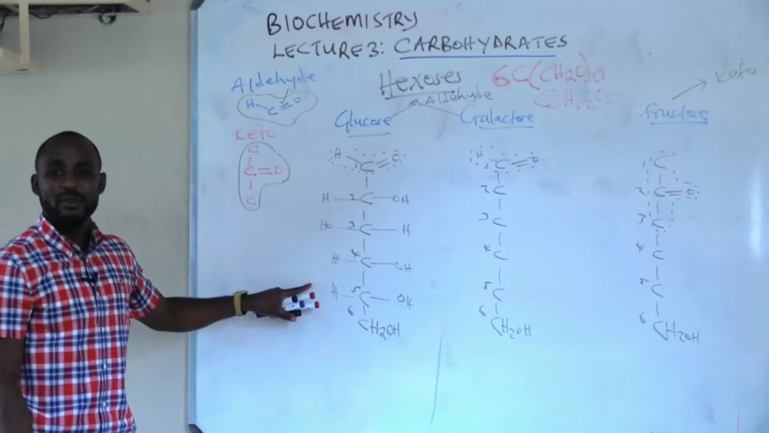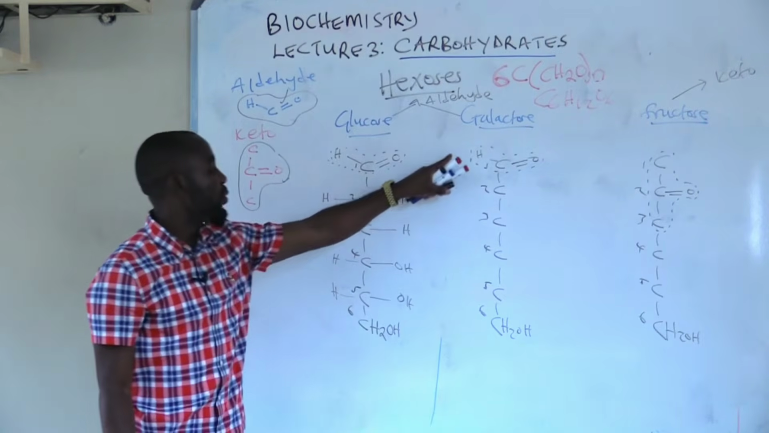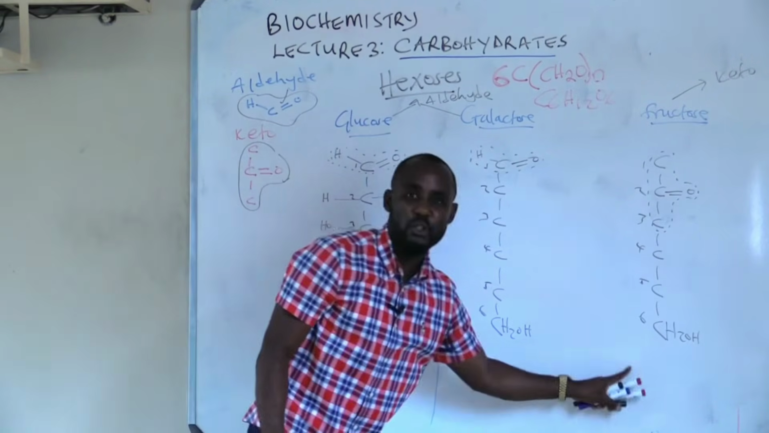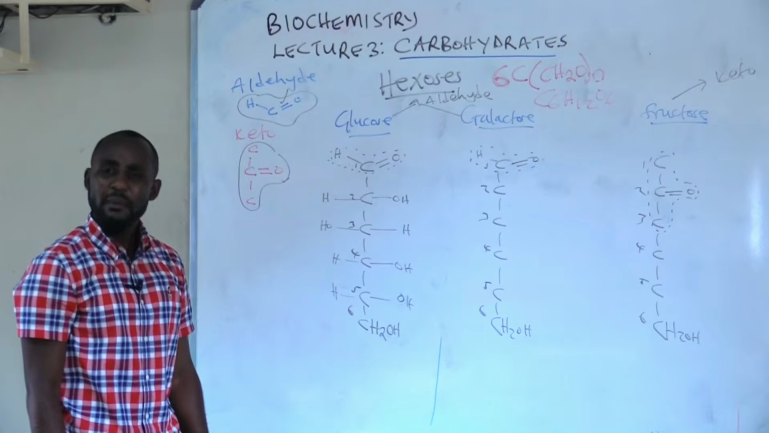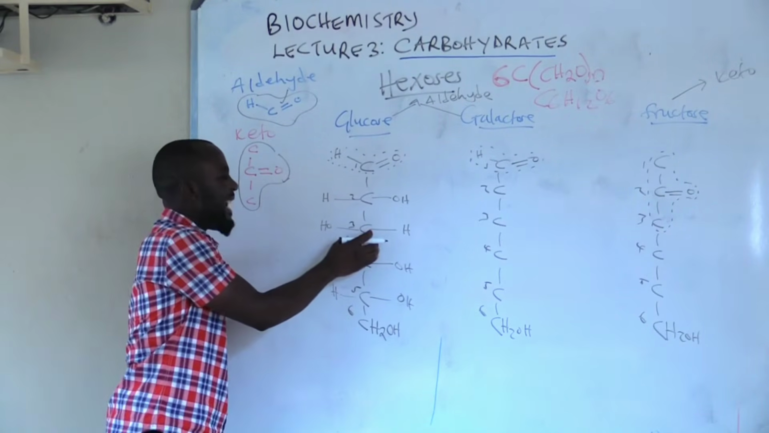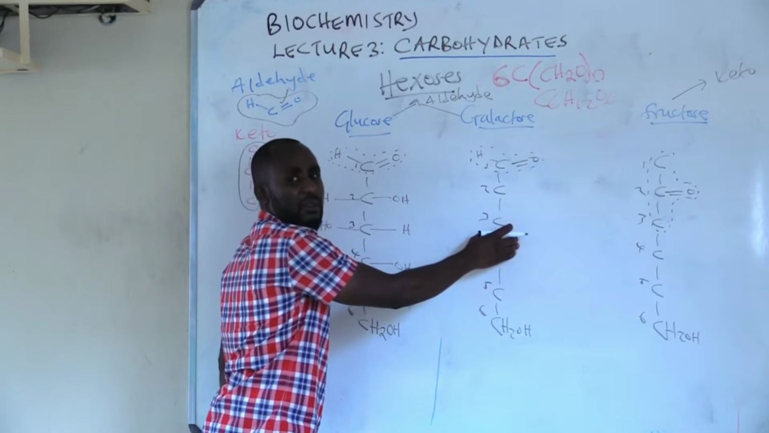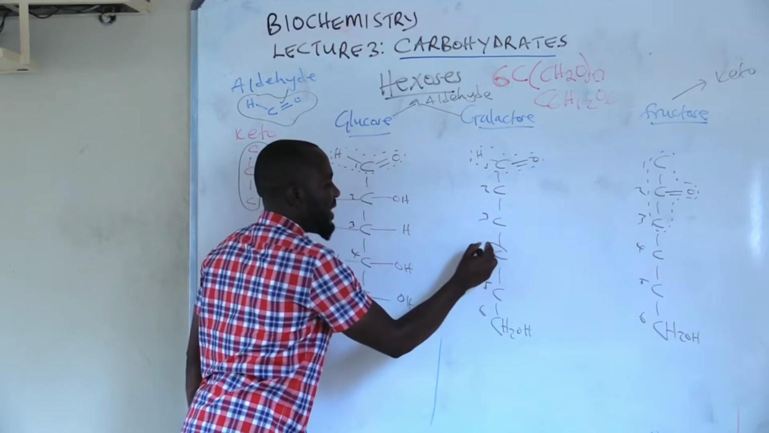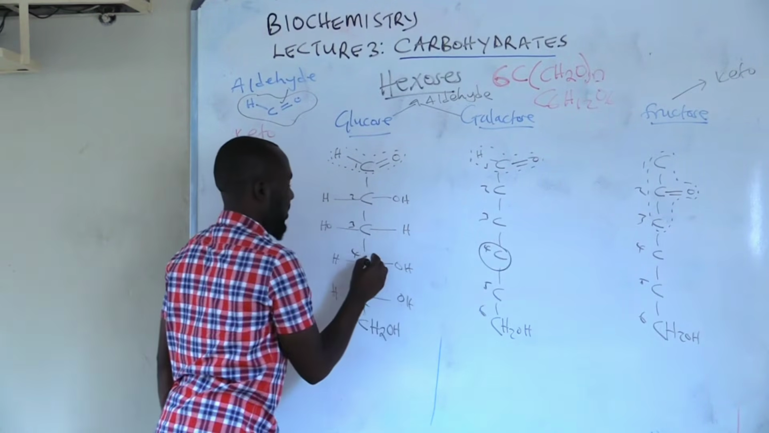When you remember this structure, it will be easy for you to draw galactose and fructose. Why am I saying so? The structure of glucose doesn't very much differ from galactose. The difference is only on carbon number 4.